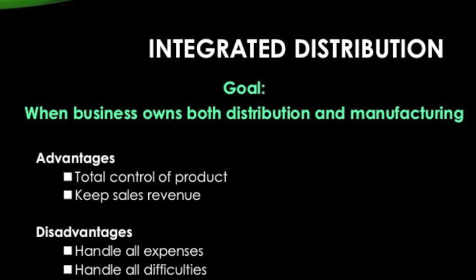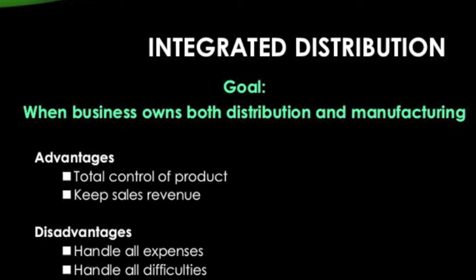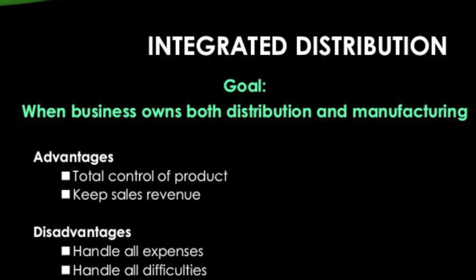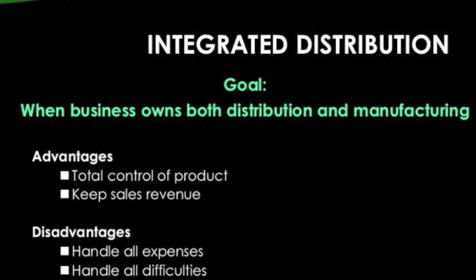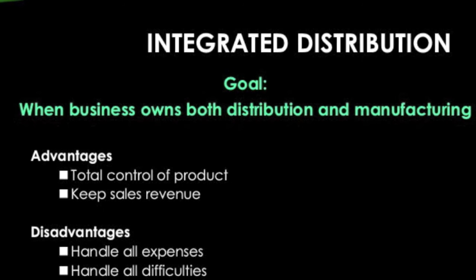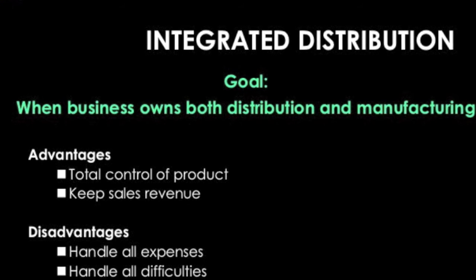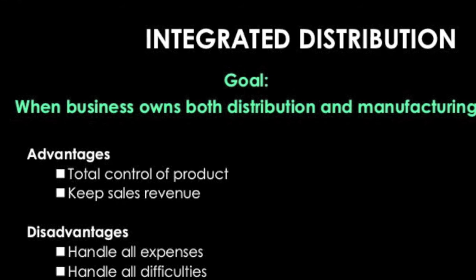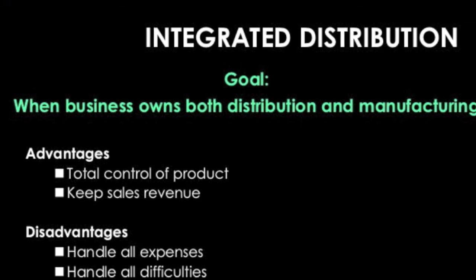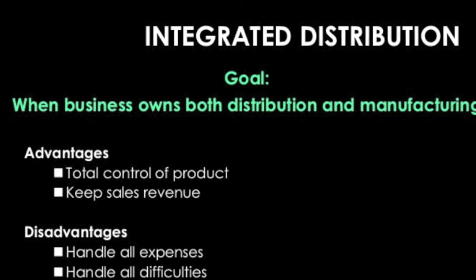Last policy is integrated distribution. The goal of this is when the business owns both distribution and manufacturing. The advantages of this is that the company has total control over the product and gets to keep all the sales revenue. The disadvantages of this policy is that they have to handle all the expenses and all the difficulties or challenges with the product.